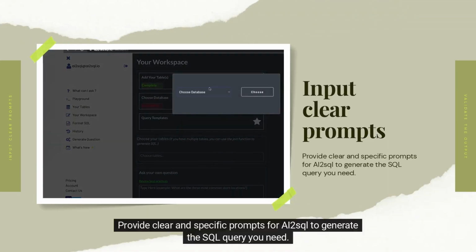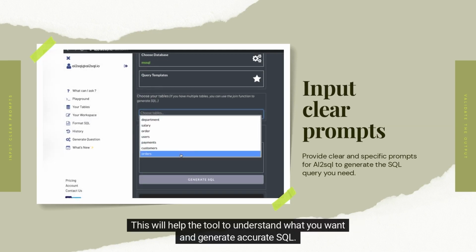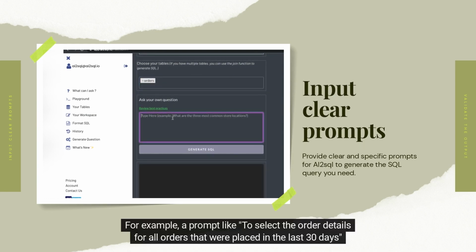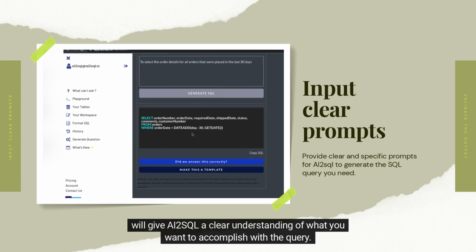Provide clear and specific prompts for AI2SQL to generate the SQL query you need. This will help the tool to understand what you want and generate accurate SQL. For example, a prompt like "select the order details for all orders that were placed in the last 30 days" will give AI2SQL a clear understanding of what you want to accomplish with the query.